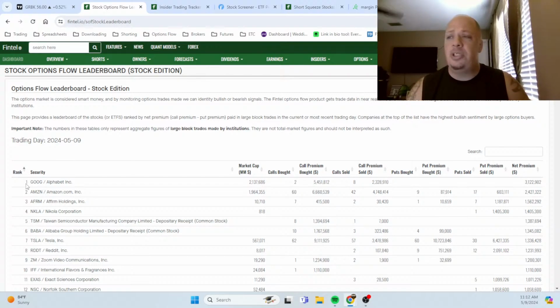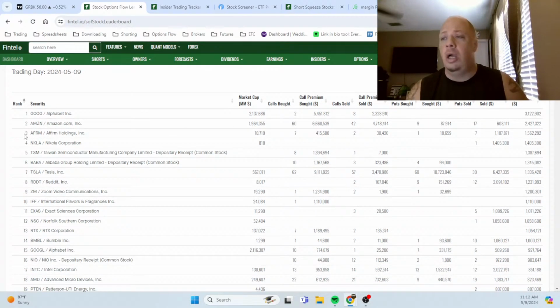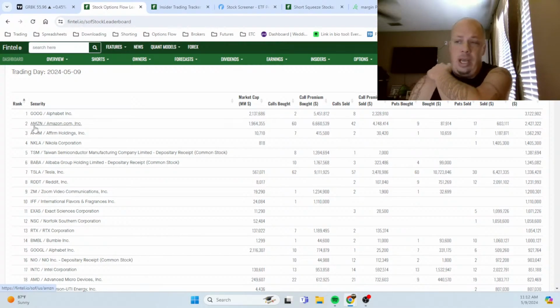The stock options flow leaderboard, or just the flow in general, I'm sure it can be found in other places as well, just as long as you have access to that information. So, anyway, we'll get into it. With the call premium bot and the put premium bot, I'm just looking for like a 10-to-1 difference. And I avoid a lot of the big names because I can't afford to play those options. I'd like to get in something a little bit smaller.